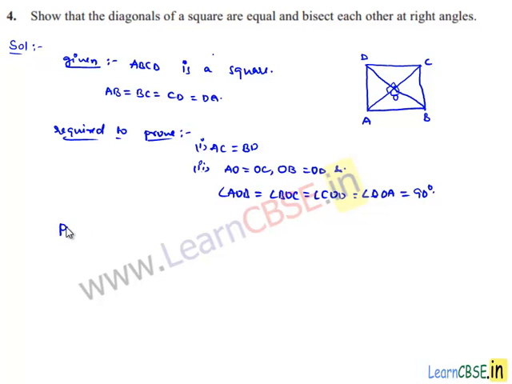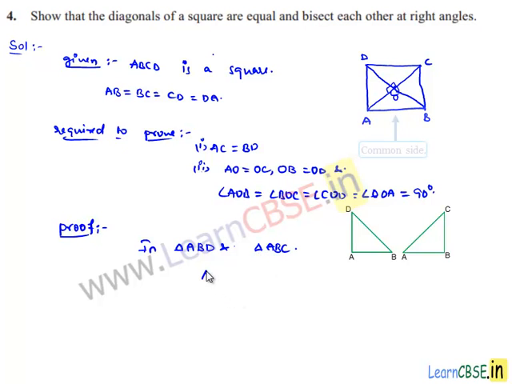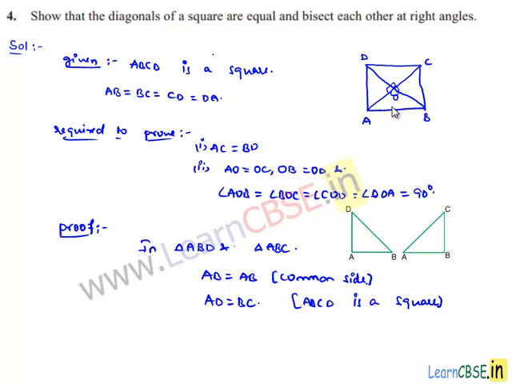Now let us move on to the proof. Let us consider both the triangles, that is triangle ABD and triangle ABC. AB will be equal to AB, as it is a common side for both the triangles. And we can say AD is equal to BC, as ABCD is a square, all the sides will be equal. And also finally we can say that angle BAD in triangle ABD is equal to angle ABC of triangle ABC, as in the square the sides are perpendicular to each other.